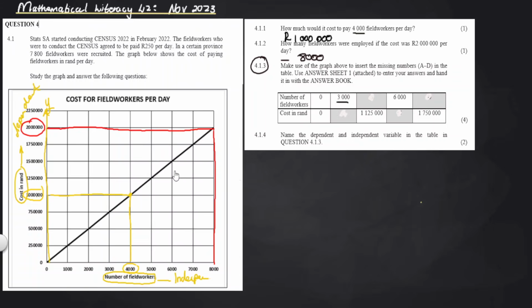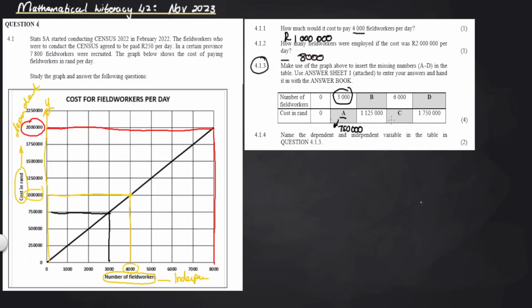We have 3,000 field workers and we have to find A. Let me not erase my letters, let me just leave them like this, because I need to make reference. So I have 3,000 field workers. How much does it cost? I need to check the value of A on the graph. Let's go ahead and do that. 3,000 field workers gives us a cost of 750,000. So for A, it's going to be 750,000. All right, so that's A.